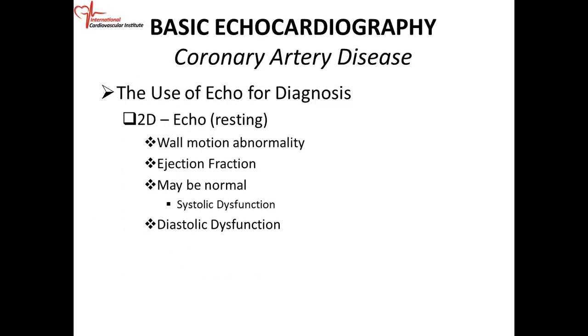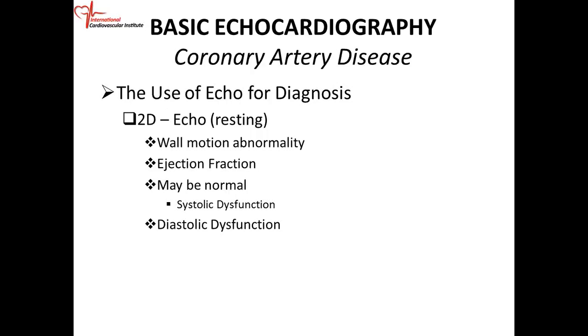But we're here to discuss echo. So how do we use echo to make the diagnosis of coronary artery disease? So we can do resting echo and we can do stress echo. When you do a resting echo, the things that are going to tip you off that this patient has a coronary artery disease or a blockage is if you see wall motion abnormality. Remember, when you look at the heart, you divide the heart into segments. Remember your segments.